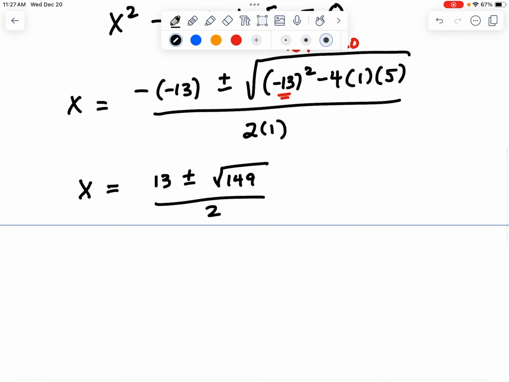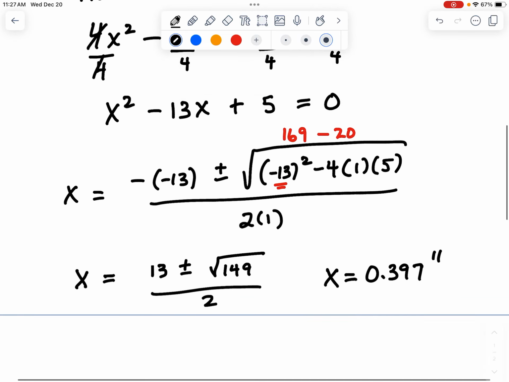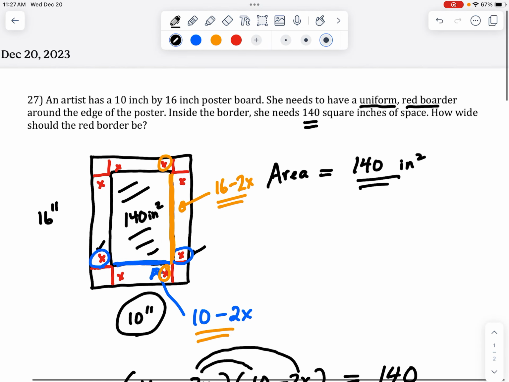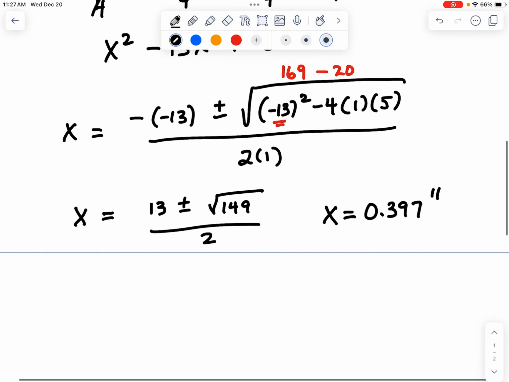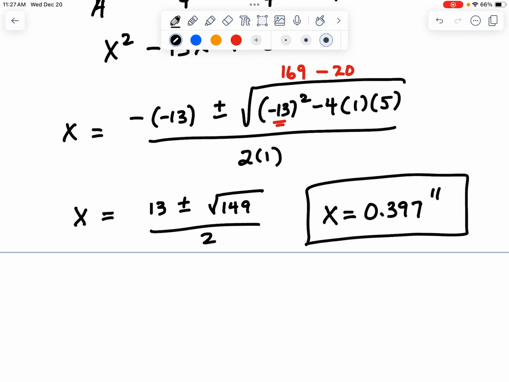So we got x equals 0.397 inches. And then I have to see, is there anything else we're supposed to answer? So how wide should the red border be? Well, the red border is defined by x, so that's all we had to find out. That's how big the x should be. There we go, and Bob's your uncle.